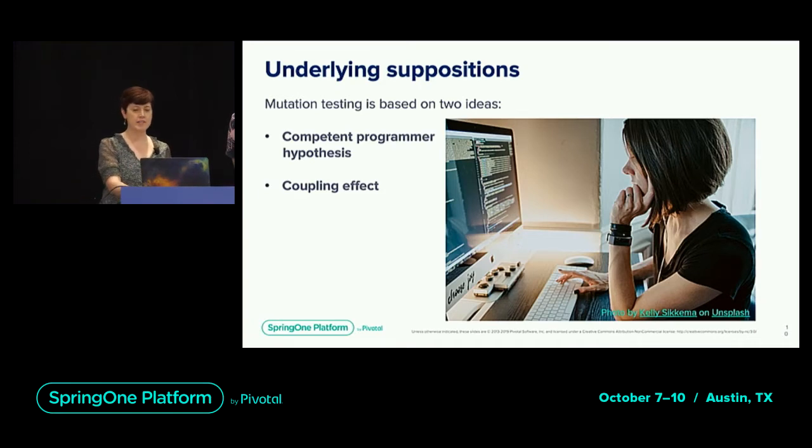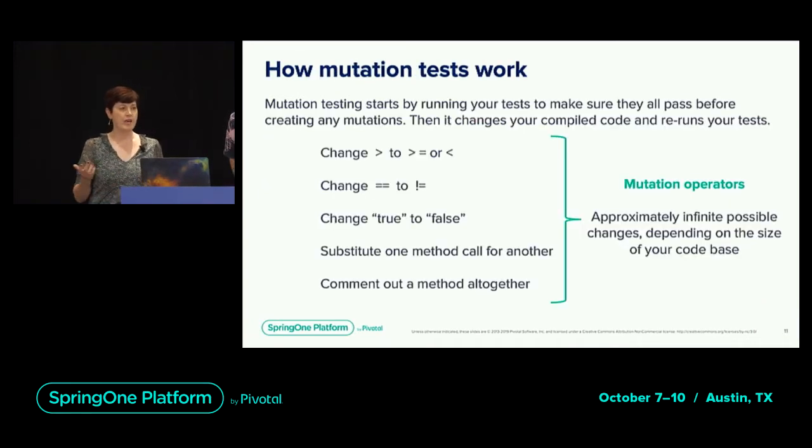So mutation testing, this is how it works. What mutation testing does is it starts by running your tests. It's going to be comparing your code against your tests, so it has to know at the beginning that all of your tests are passing. And so it starts running the tests, and then it takes your compiled implementation code and starts changing it on you. So these are some examples of the mutations that might occur in your implementation code.